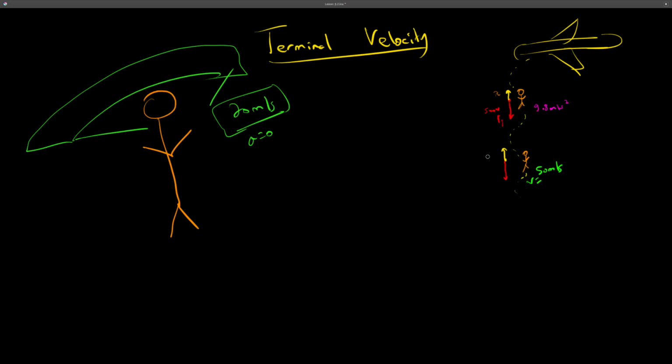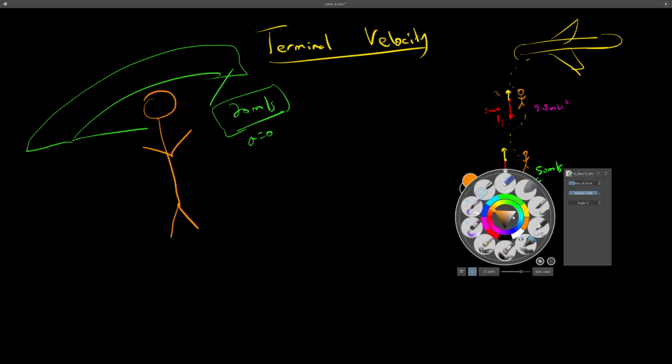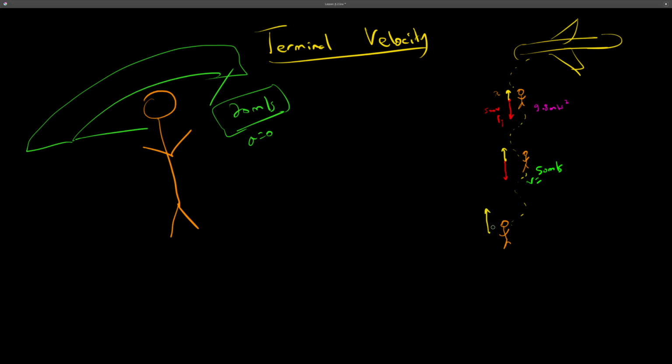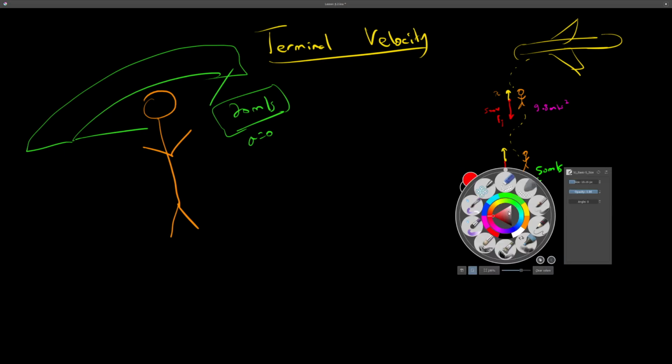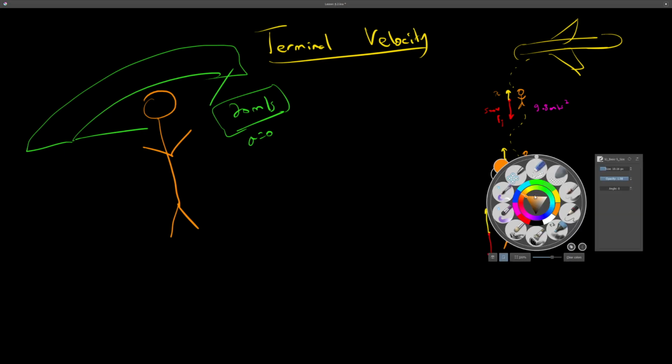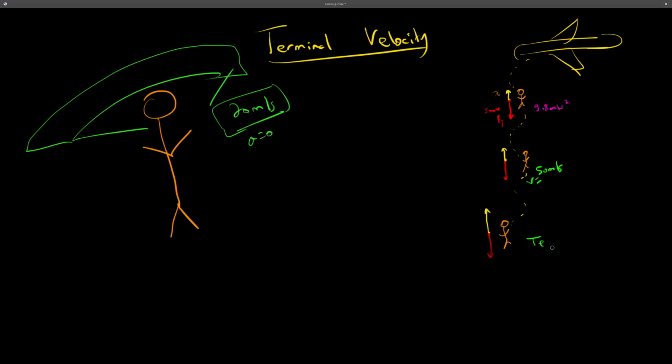And since your weight won't increase, you're going to stop accelerating as much. And eventually, you're going to reach a point, perhaps here, where the drag force is actually equal to the force of gravity downwards. And at this point right here, this is when you've reached terminal velocity, where, for example, you have a velocity of 50 meters or 60 meters per second.